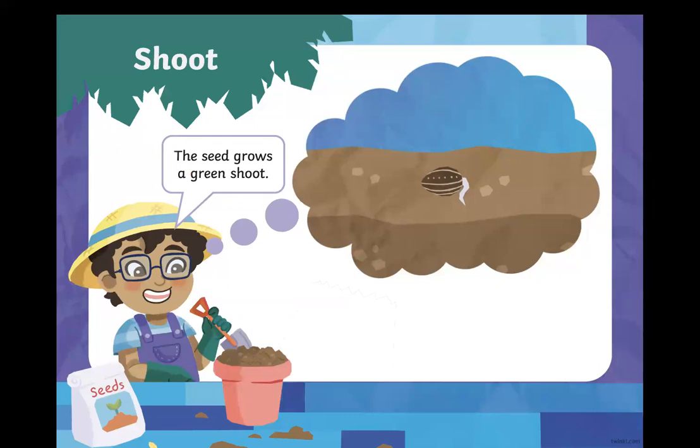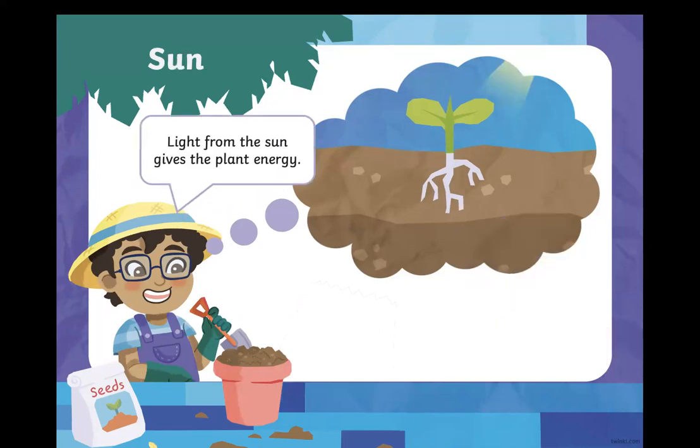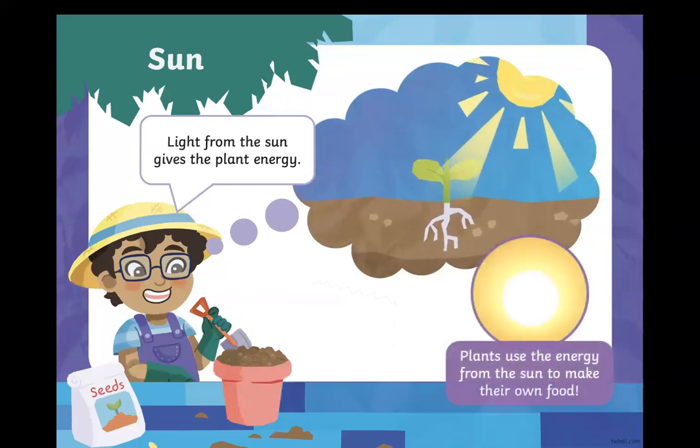After the root, the seed grows a green shoot. Whoa. There are two leaves already. Normally, they will only have two seed leaves if they are dicotyledons, or dicots. If they are like corn, they will only have one seed leaf. The shoot grows up towards the sun. Light from the sun gives the plant energy. Plants use the energy from the sun to make their own food.